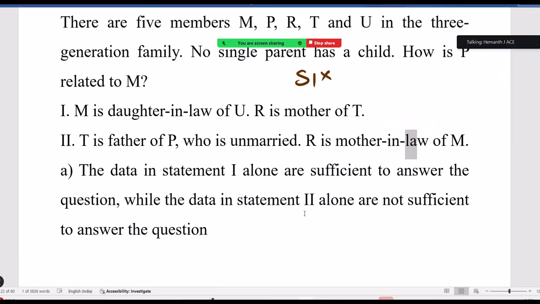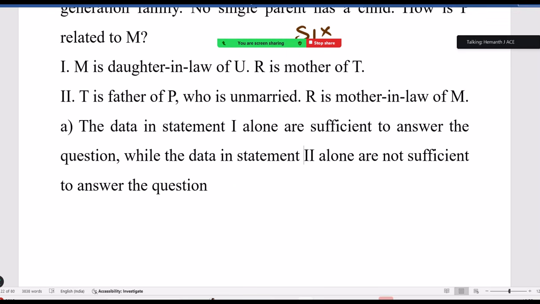If we try with two alone: T is father of P, who is unmarried. Understand who is related to the immediate person. So T is father of P, P is unmarried. R is mother-in-law of M. Okay, but how are R and M connected? R is mother-in-law of M, and a single parent is not having a child, so definitely T is married to someone, and P is unmarried.